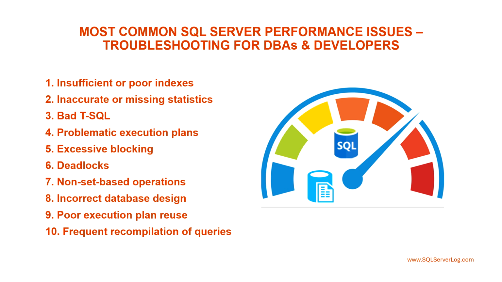Number 1 is insufficient or poor indexes. Number 2 is inaccurate or missing statistics. Number 3 is bad T-SQL. Number 4 is problematic execution plans. Number 5, excessive blocking. Number 6, deadlocks. Number 7, non-set based operations. Number 8, incorrect database design. Number 9, poor execution plan reuse. Number 10, frequent recompilation of queries.